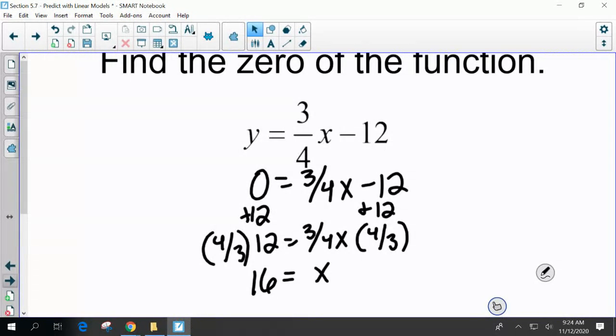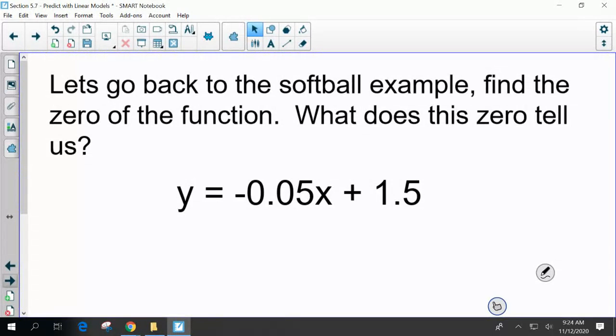Now one more question. Going back to the softball example, find the 0 of the function and what would the 0 tell us? So if I plug in a 0 for y, what did y stand for in the equation for this problem? What did x stand for in the softball problem? The years, right? The years since 1997. What would y being 0 mean? Participants. So if I plugged in y as 0, that would mean essentially how many years would it take before there was no more softball league in this particular equation.